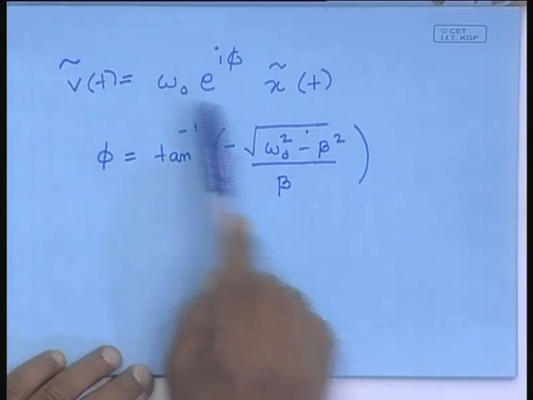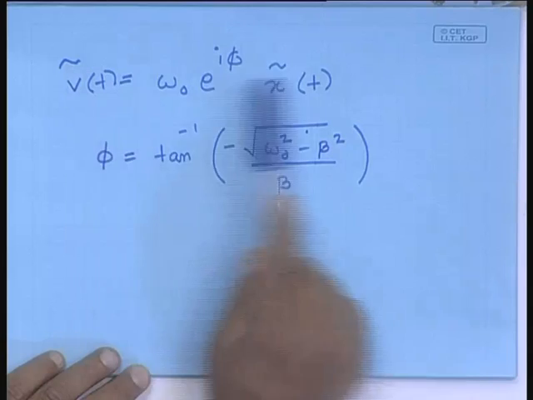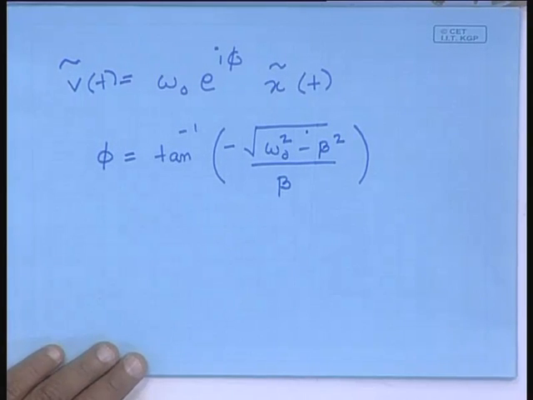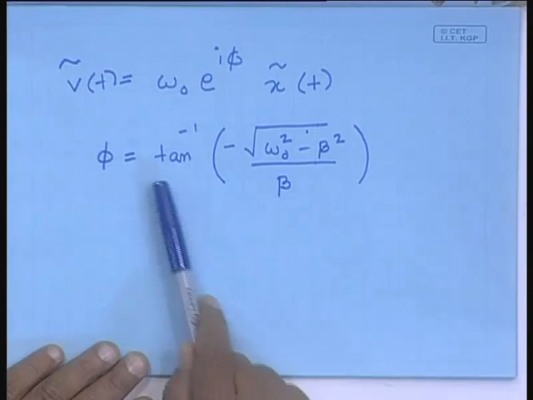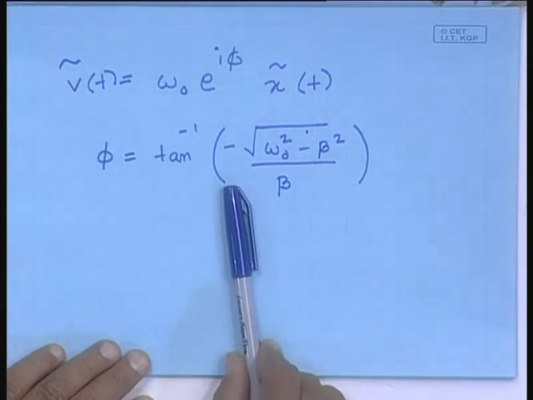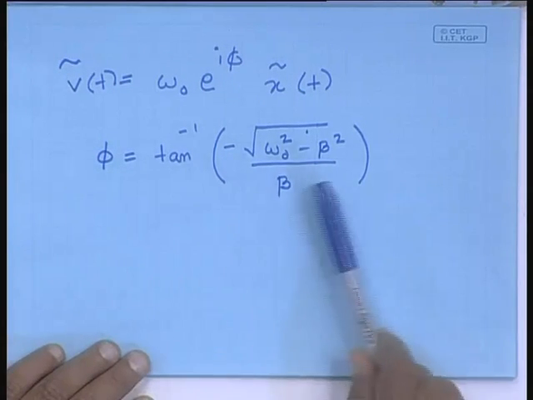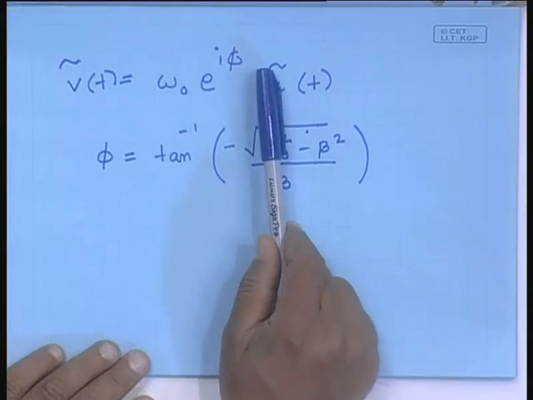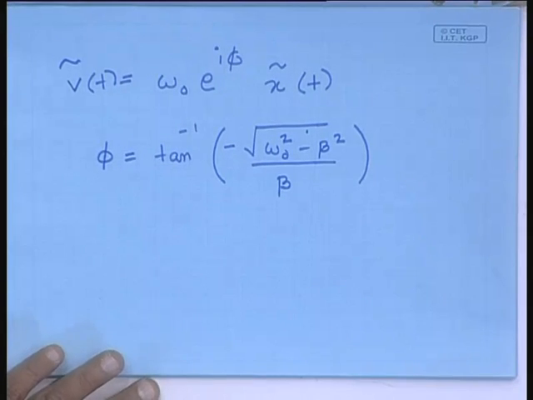So, let us study how the phase between the velocity and the position variable changes if you vary the damping coefficient. When the damping coefficient beta is exactly equal to 0, you have tan inverse of minus infinity, and the tan inverse of minus infinity is minus pi by 2. So, for the situation where there is no damping, you see that the velocity and the position differ by a phase of minus pi by 2.